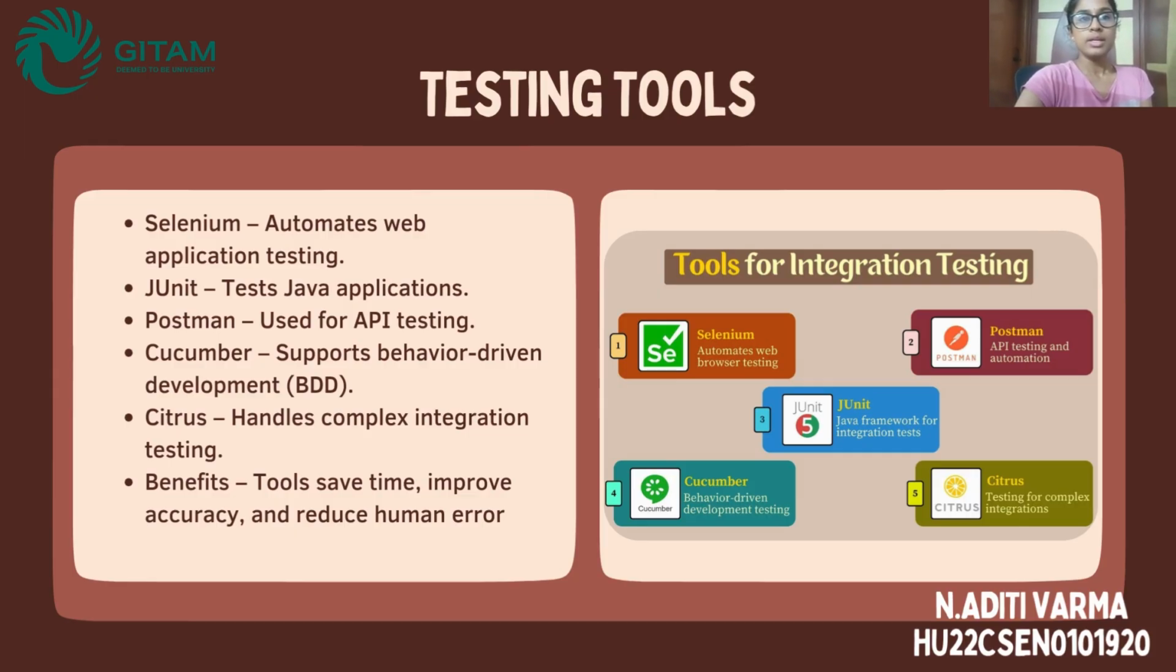Citrus is used for integration testing. It ensures different systems, databases, and APIs work together. For example, testing if a banking app correctly processes transactions and updates account balances. So let us understand why these tools are important. They help in fast testing by automating repetitive tasks. They give more accuracy, which reduces human errors, and are cost effective, detect bugs easily, and prevent expensive fixes later.